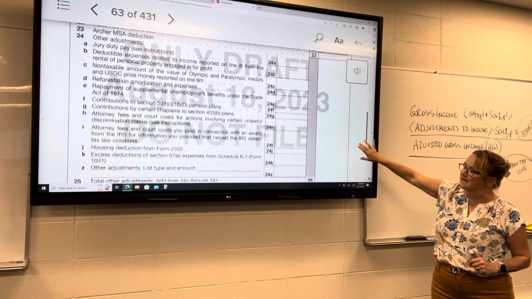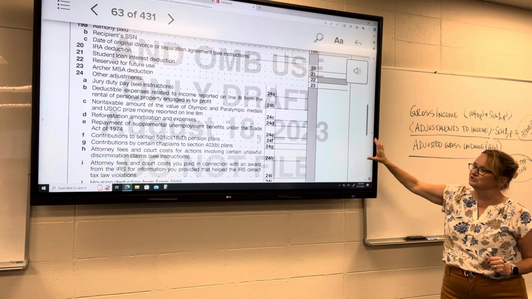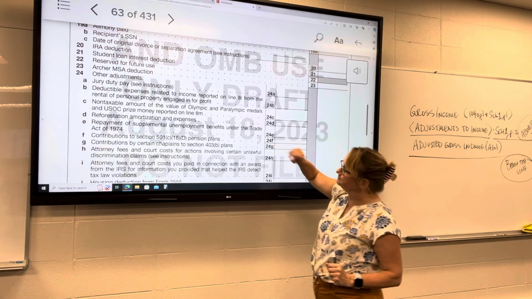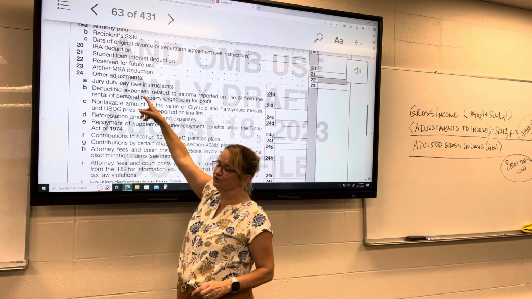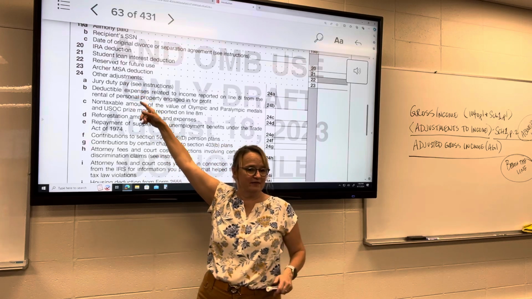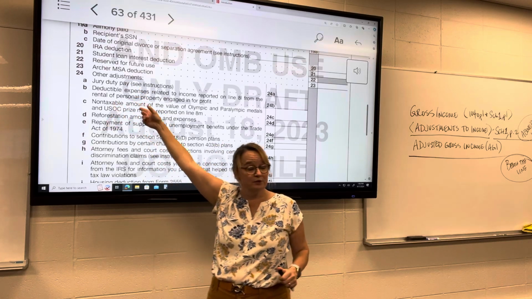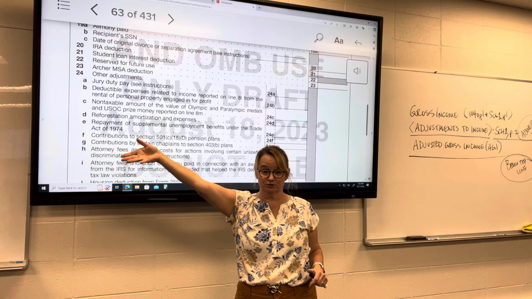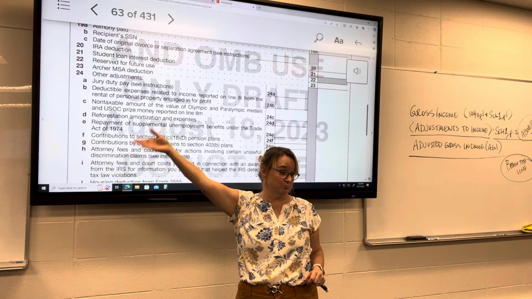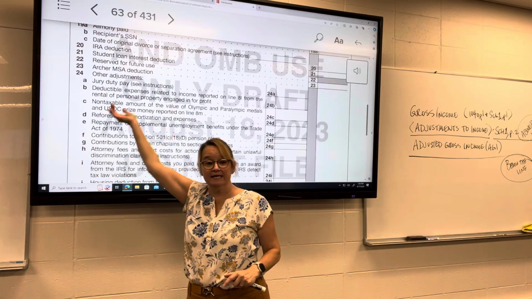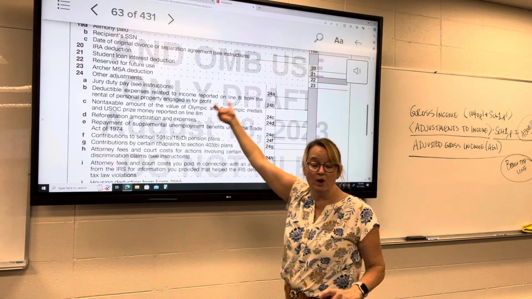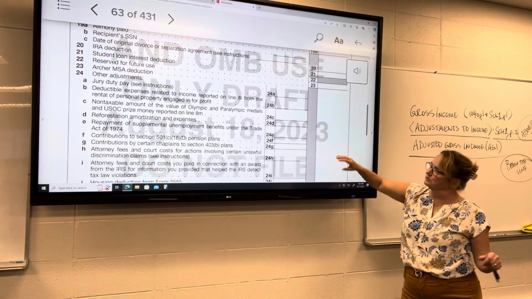These are other types of very specific adjustments. So remember how I said that jury duty pay was considered to be income, and then they've got jury duty pay over here. Well, this is where you would enter it if you had to pay that jury duty money back to your employer. So it would be in and out. In on page 1 and then out on page 2, so it really wouldn't affect anything.